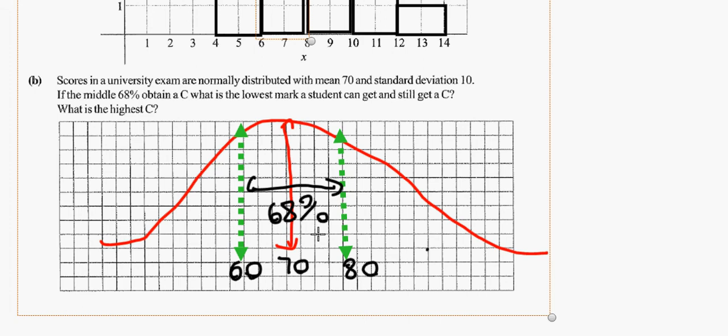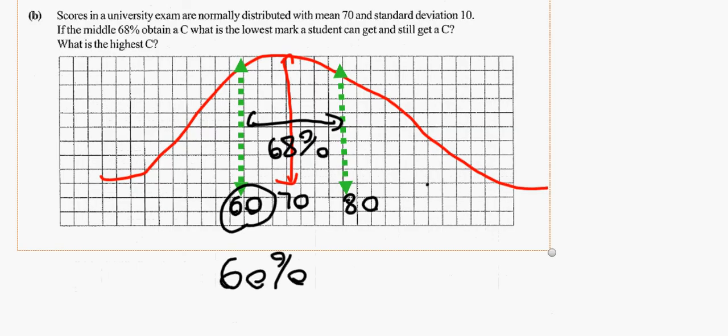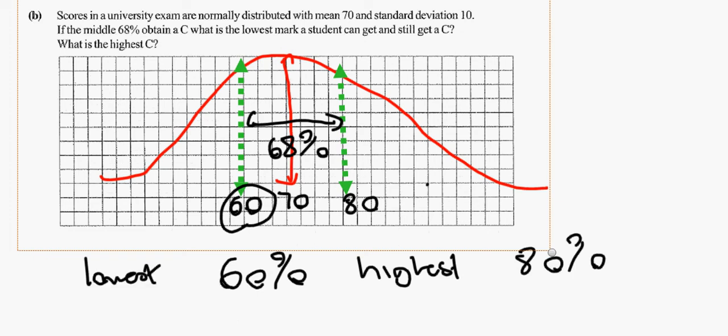If I take away 1 standard deviation, I get 60. So in between the marks of 60 and 80 is 68% of all the participants. So that means the lowest mark you can get in getting a C is 60, and the highest mark you can get is 80%. Highest C you can get, and the lowest C you can get.